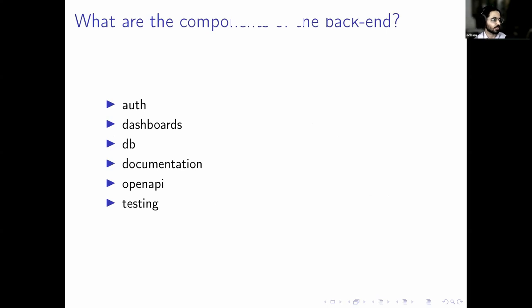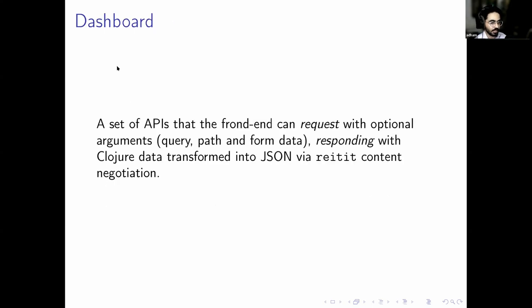The components of the backend, which I will discuss very quickly and briefly, are six main components: the authorization, the dashboards, the DB, the documentation, the OpenAPI, and testing. I've defined a dashboard to be a set of APIs that the frontend can request with optional arguments, for example a query or a path, if the endpoint wants to serve the data for a certain city or a certain part of the population. Or if there is form data, for example, we have a contact us form and a feedback form for people to request a certain dashboard. So we also handle all of that with Clojure.